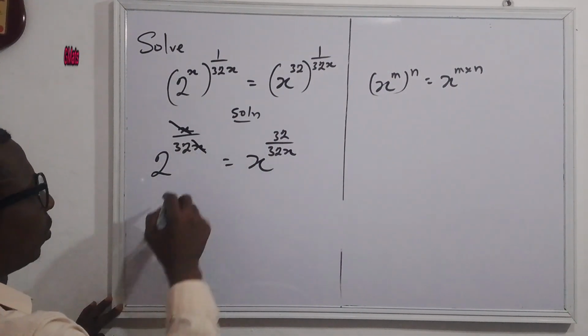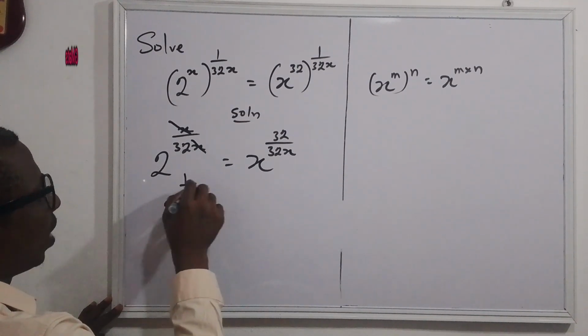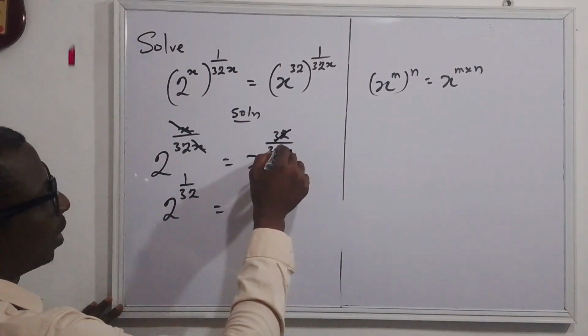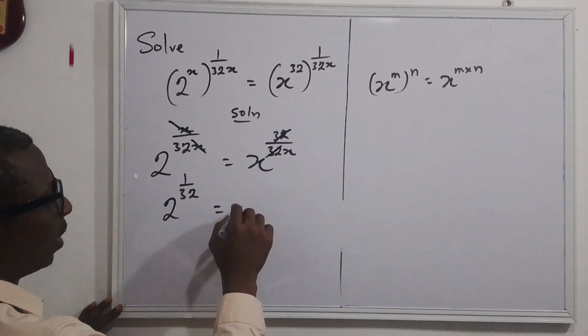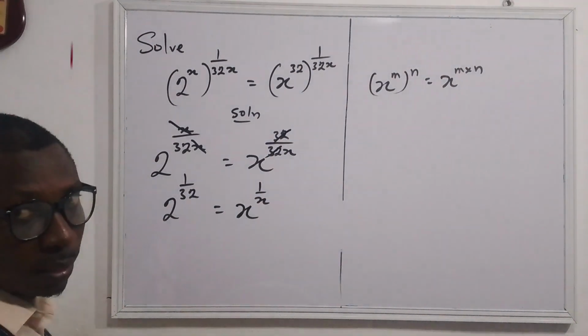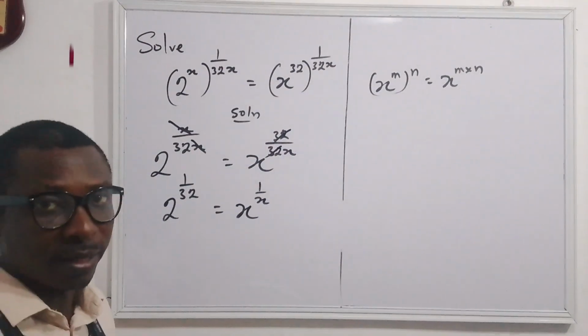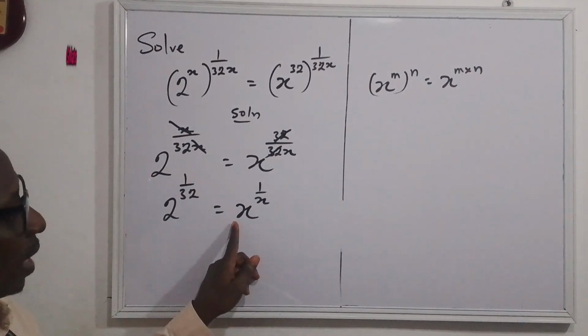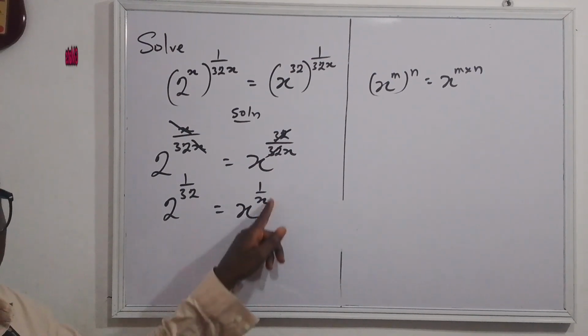Alright, so let's simplify. This cancels this, so we have 2 raised to the power of 1 over 32 equals, now 32 cancels 32, so we have x raised to the power of 1 over x. The next thing now is to find a way of expressing this left hand side such that it's going to look like this.